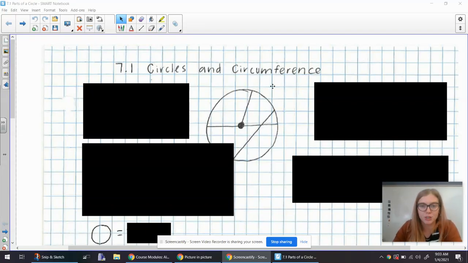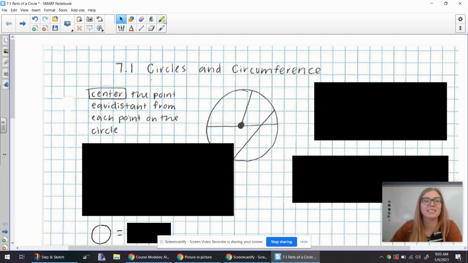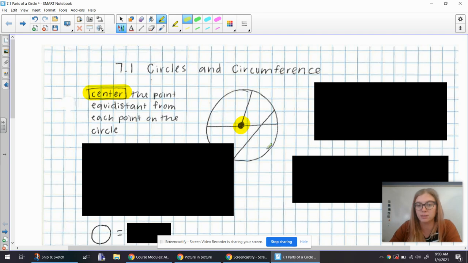So we have this awesome circle diagram right here and we're going to go through all of the parts of the circle. The first part of the circle that we're going to talk about is the center. The center of the circle is this point right here in the middle, and it's the point that's equidistant, or the same distance, from each point on the circle. So every single point along the edge of the circle is the same distance away from the center.